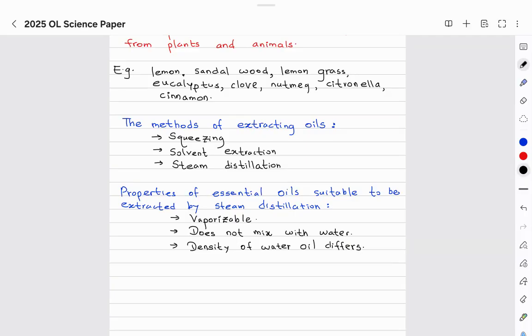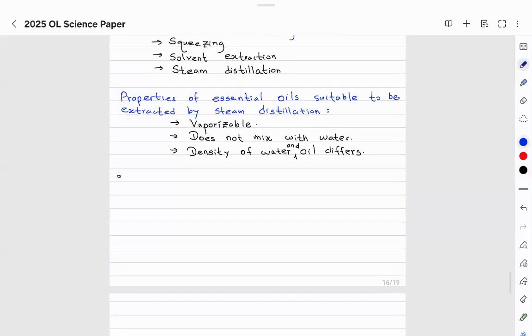Remember, in order to use this steam distillation method to extract essential oils, these are the three properties that essential oils should have to be suitable for extraction. One is vaporizable, doesn't mix with water, and the density of water and oil differs. Okay, so these three are the properties. Now, when you go for the method, let me write it down bullet point wise.